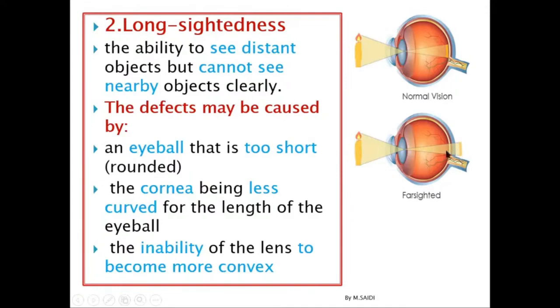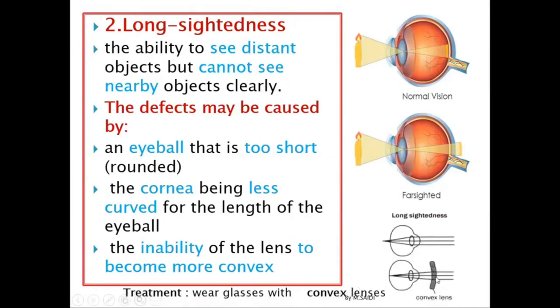So what do we do? We need to reduce the wideness of this beam so that the image is brought back to the retina. So how do we treat this? We treat it by wearing convex lenses. Convex lenses bend the light. If it is convex, it means that it converges the light. By the time it reaches the lens, the light has been converged.